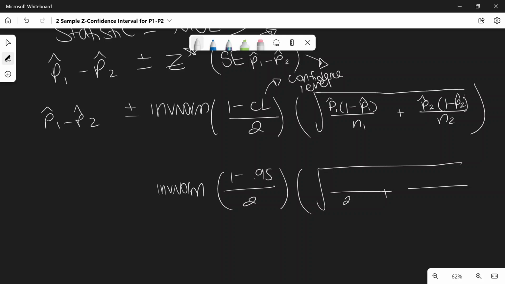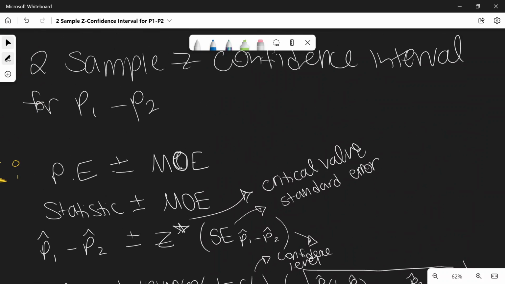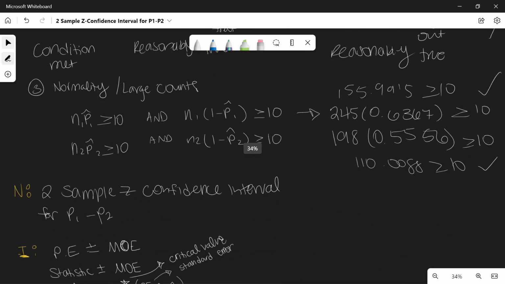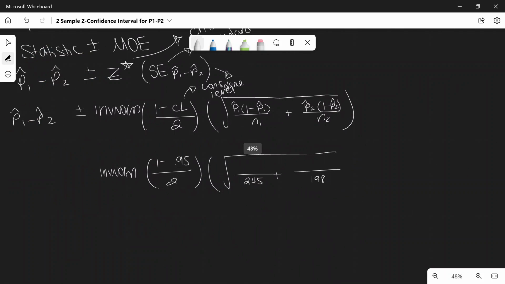So we already know that N1 is 245, this is 198, right? Let me not be wrong. Hold up. Let me check the answer. 245, right? Yeah, 245, 198. P hat 1, I think it's 0.6367, I think. Hopefully. Let me just delete this and do this one first because it's too long. Then it's 1 minus 0.6367. Let me just double check that that is right.